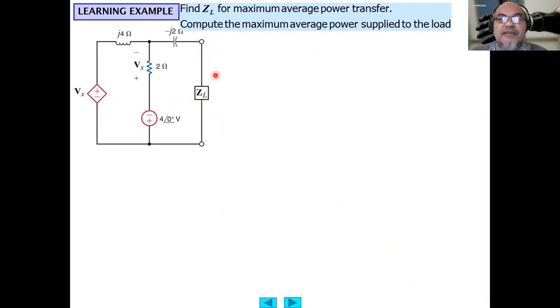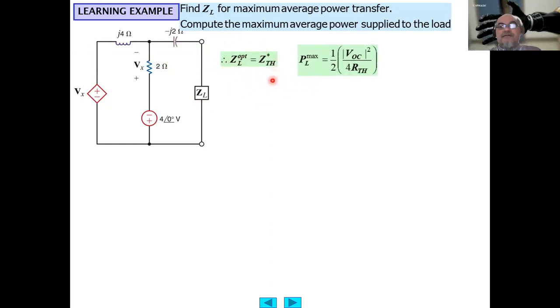Find the ZL for maximum average power transfer at this load. Then afterwards compute the maximum average power supplied to the load. Again, this is the basic formula derived earlier: the optimum power transfer occurs when the load equals the conjugate of the Thevenin equivalent impedance of this terminal.